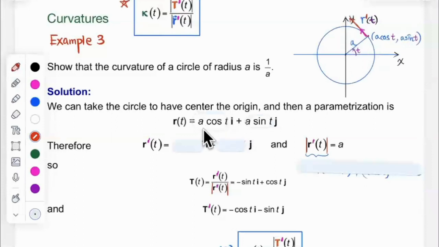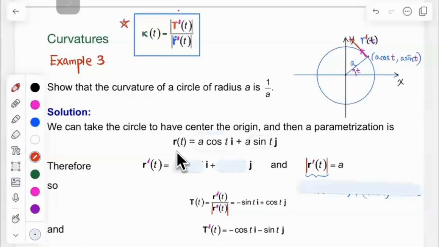Now, in order to calculate the curvature, we're going to find r prime of t first. To find r prime of t, we're going to differentiate each component function. So differentiate a cos t, we get negative a sin t. Differentiate a sin t, we get a cos t. Now we're going to calculate the magnitude of r prime of t. The magnitude of this r prime of t is equal to the square root of the square of this component plus the square of this component. So at the end, we'll get a. The magnitude of that is a.